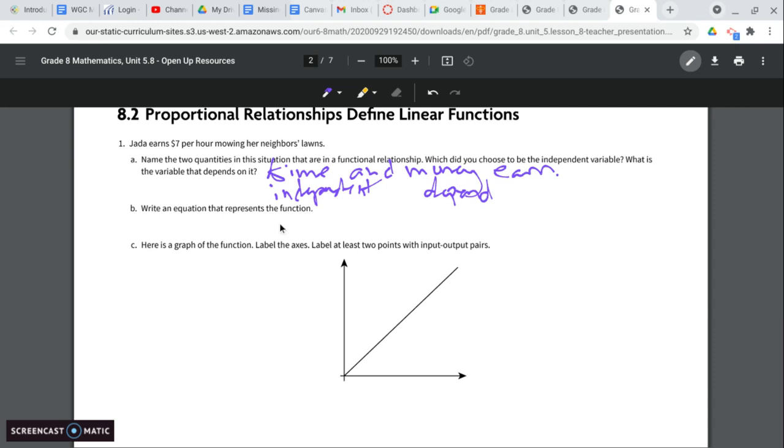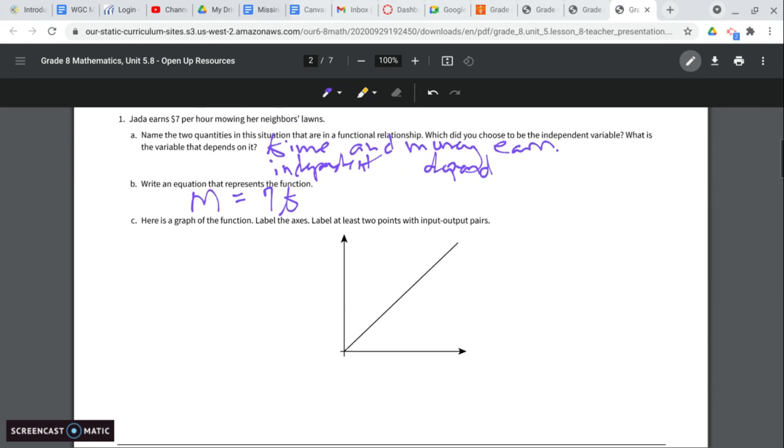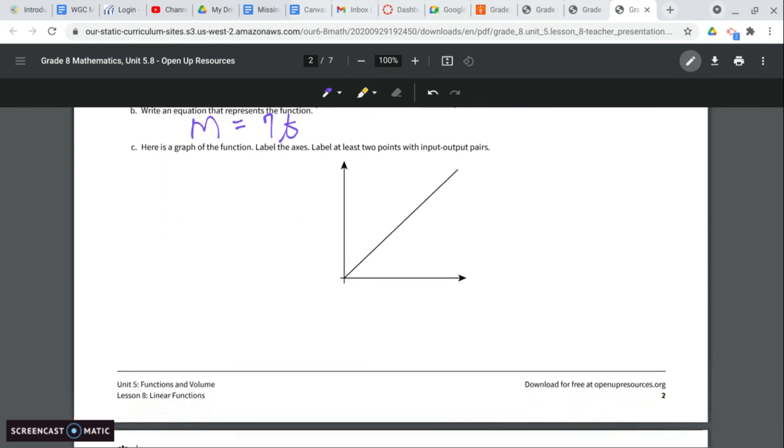So write an equation that represents this function. So money equals 7t because we're taking 7 times the time. So here's a graph of the function. Label the axes and label at least 2 points with input-output pairs. So our money is our dependent, and the x-axis is our independent axis. So this is money, and this is time.